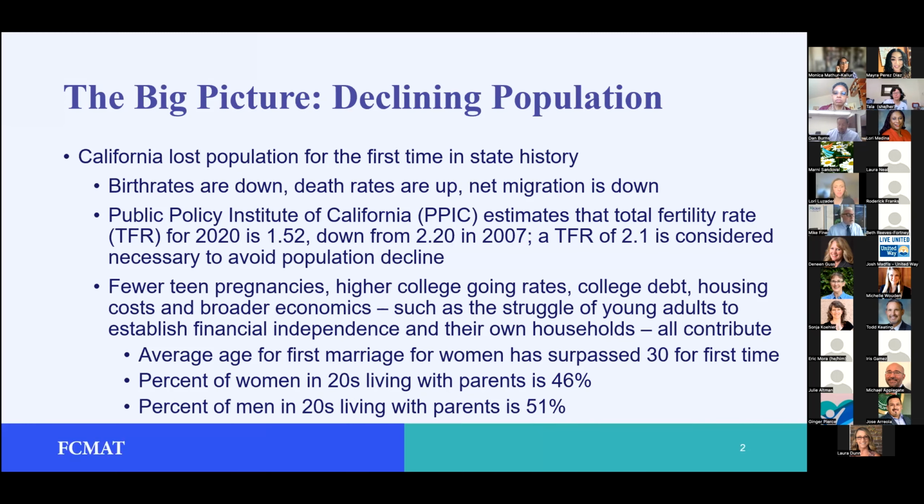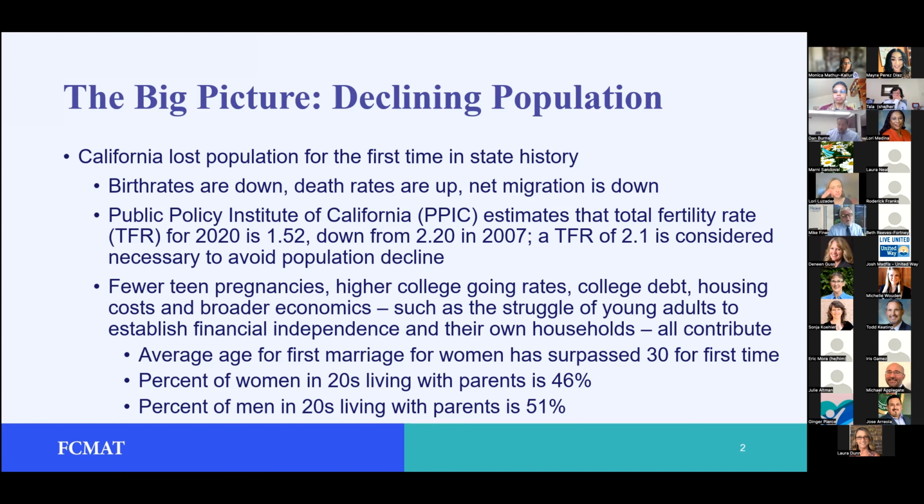So with that background and kind of context for you, let me talk about the big picture. The big picture is population, not just school age population, but population in California. The rate of population growth is declining. And in fact, for the first time in history, we had a decline in population, not a decline in the rate of growth, but an actual year-over-year decline in our population.